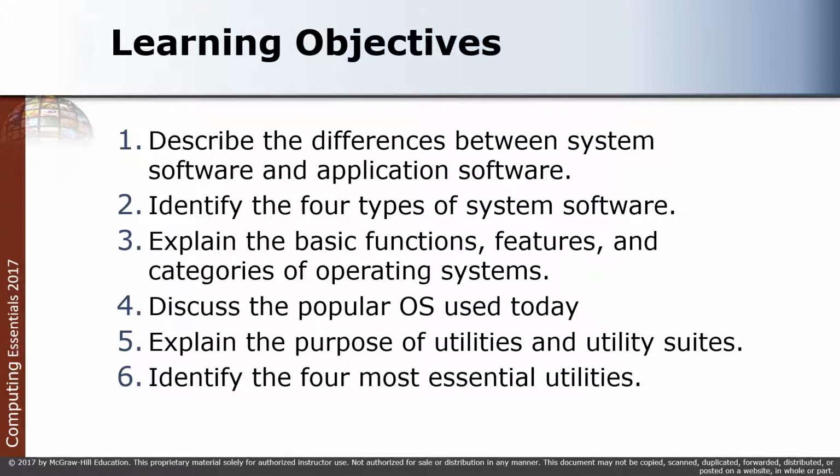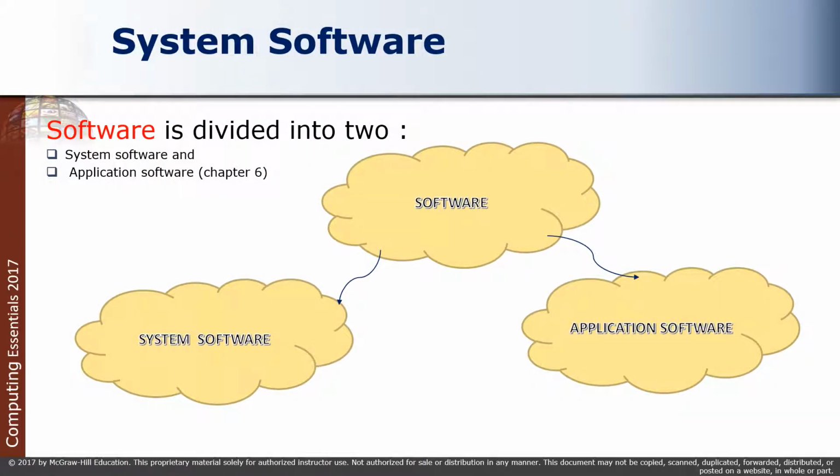These are the learning objectives for this topic. As you can see in this slide, there are two types of software, system software and application software. So in this topic, we will be looking at the system software. The next topic, which is topic 6, we will be looking at application software.